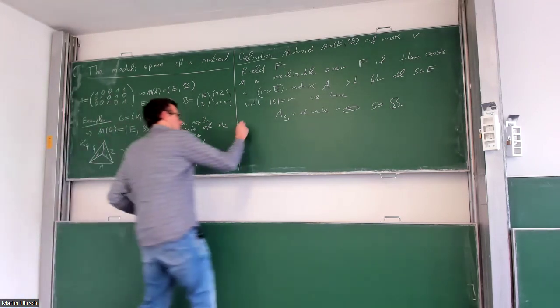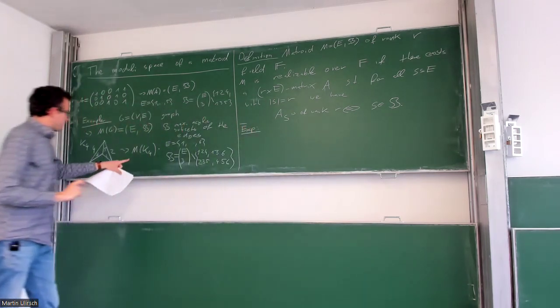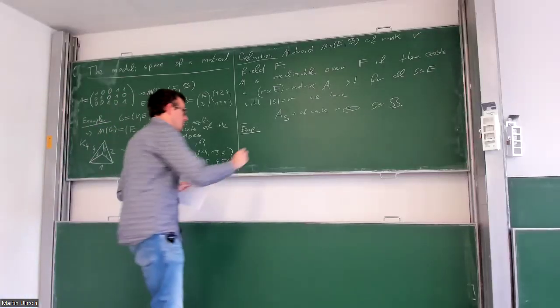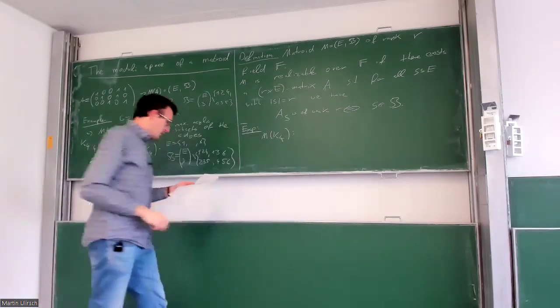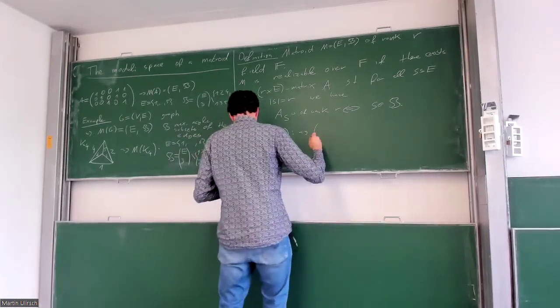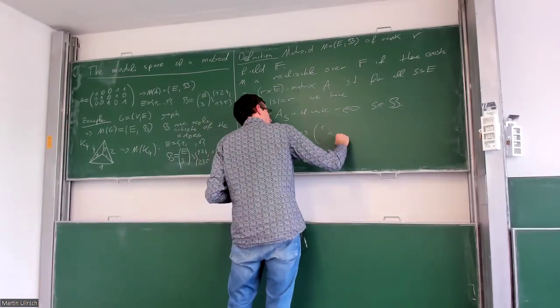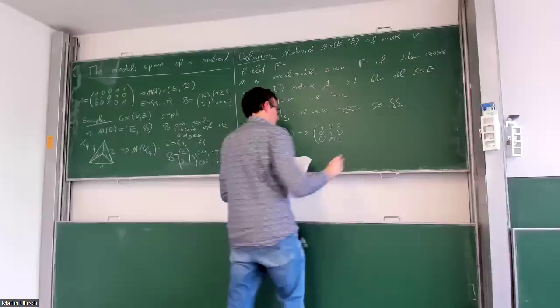And again, we can also do the same thing for the graphic matroid M of K4 we've seen here. For M of K4 we need to take a 3x6 matrix. So let's take the following matrix.